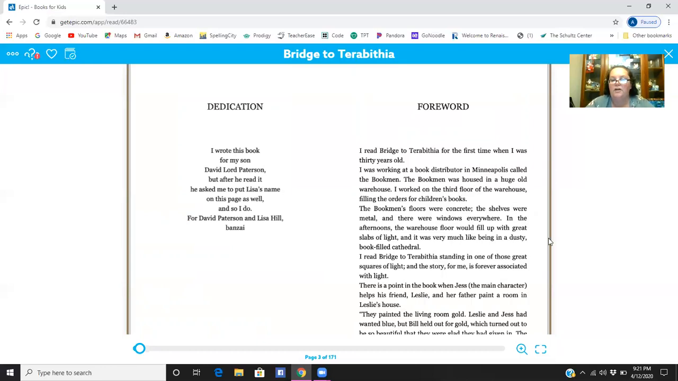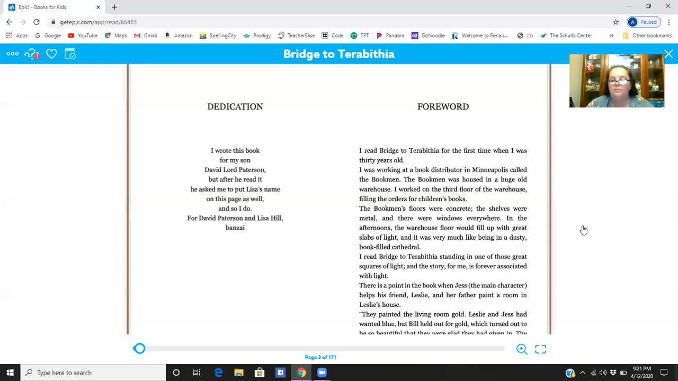I read Bridge to Terabithia for the first time when I was 30 years old. I was working at a book distributor in Minneapolis called the Bookman. Bookman was housed in a huge old warehouse. I worked on the third floor of the warehouse, filling the orders for children's books.